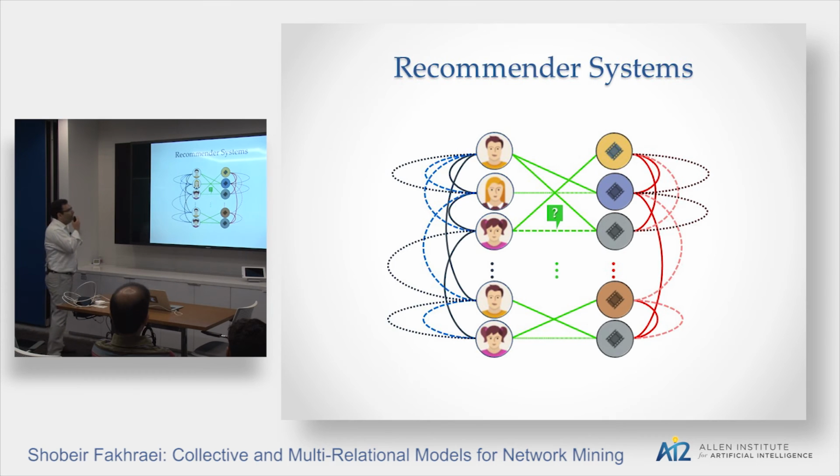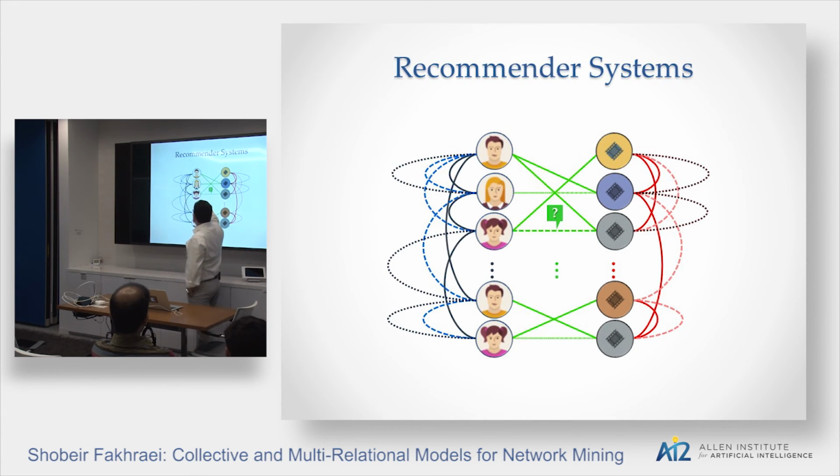And moving on to recommender systems, you can see that we have similar structures in recommender systems. We have users on one side, items on the other side, and relationships between them.